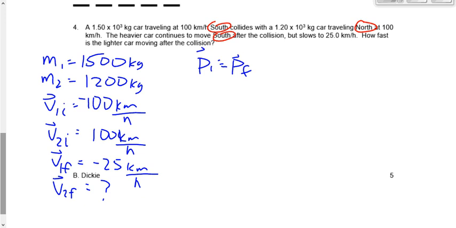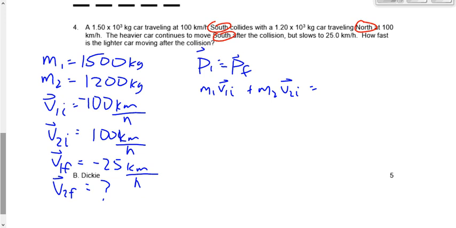Pi is equal to Pf. We're going to say before the collision takes place, we have two objects. There's the momentum of the first one, right? Well, let's add that to the momentum of the second one, which is M2 V2I. That's the momentum before the collision takes place. What about afterwards? How many objects do we have after the collision takes place?